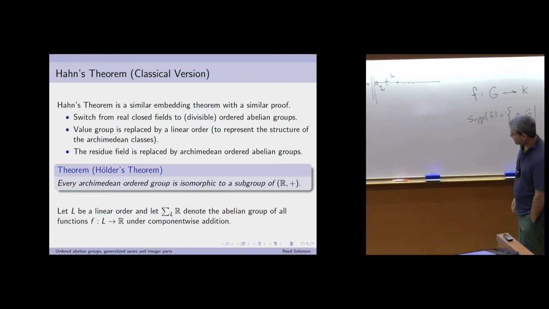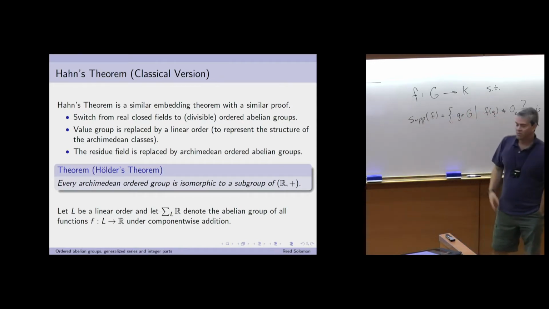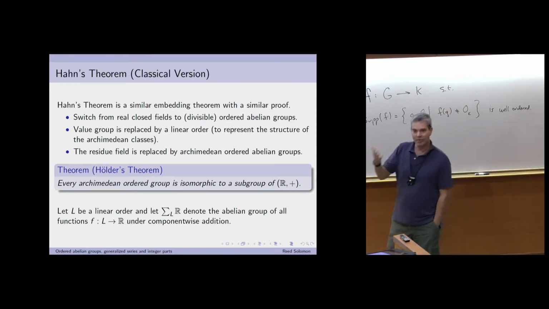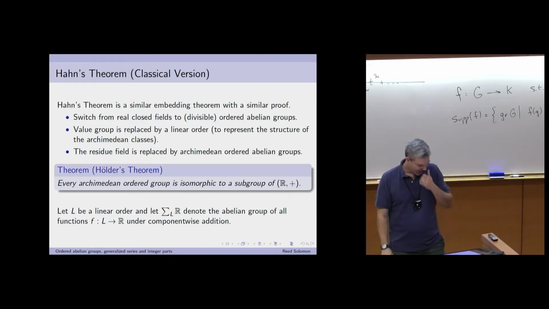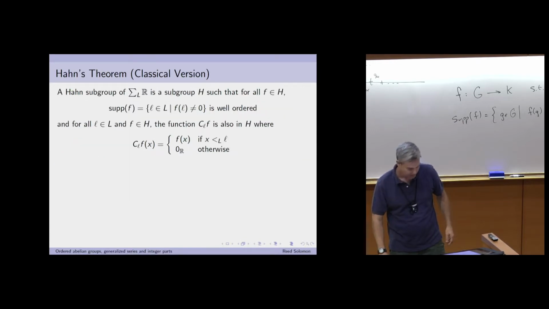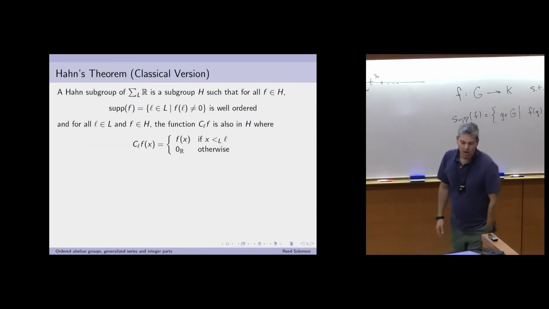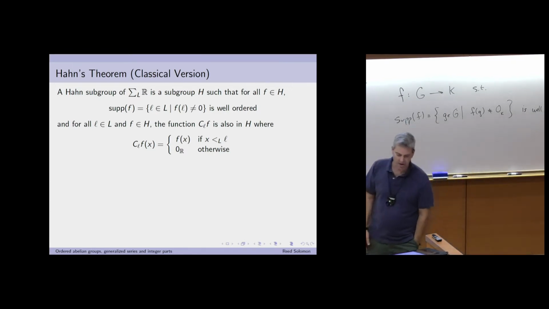Okay. And I'm going to try to write things not the way I would originally have written them, but in the way that matches the Hahn field notation. So if L is a linear order, then the summation over L of copies of R is just the abelian group of all functions from L to R under component-wise addition. So there's no ordering on this or anything yet. It's just a group.